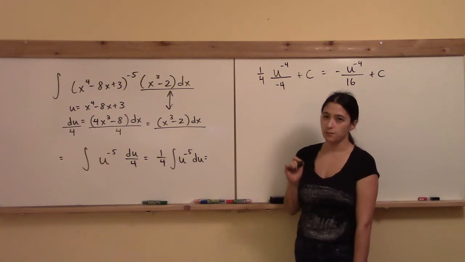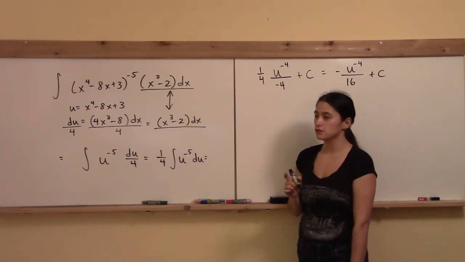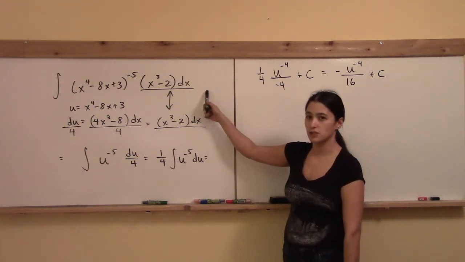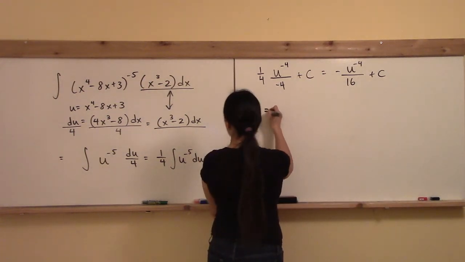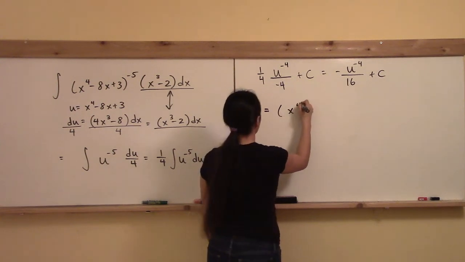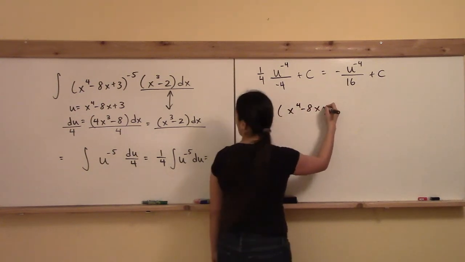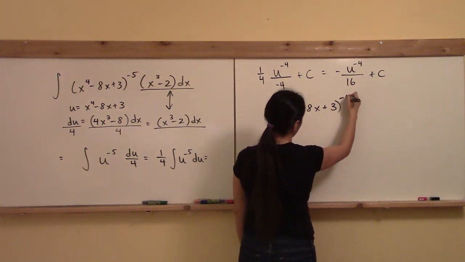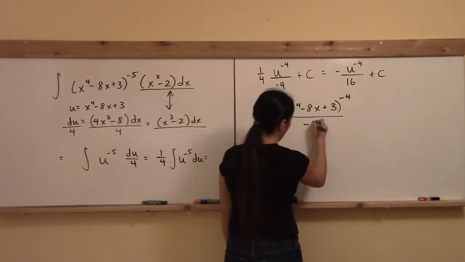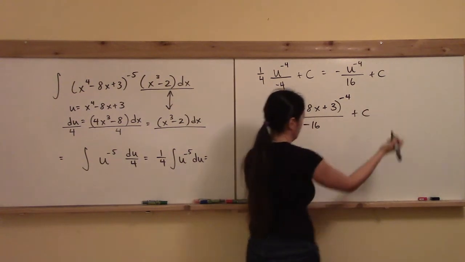Almost there, but we should not give our answer in terms of u because we were asked the question in terms of x. And so what we're going to do is replace the u with the function of x that we defined it as, which is x to the 4 minus 8x cubed plus 3. That's going to be the quantity to the minus 4 divided by minus 16 plus c.